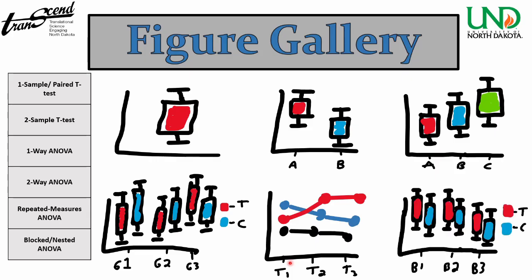And then finally, something like a blocked or nested ANOVA might look very much like some of these other ANOVAs, but the actual variables are probably what will tell you that. Maybe they call them blocks, or hospitals are a random effect or something like that. So that's kind of what the figures look like for t-test and ANOVA.